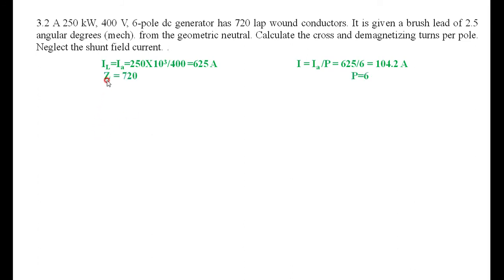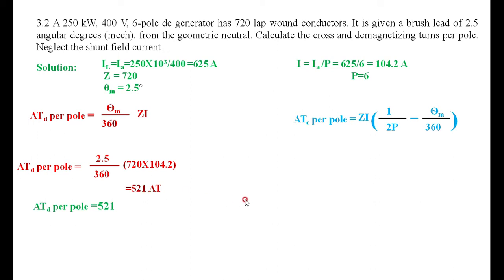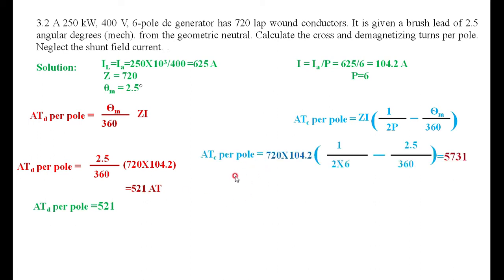Z is also given as 720, P is equal to 6. Then theta is given as 2.5 degrees. Just make use of the same formulas here also. Substitute the values: theta m is 2.5 divided by 360, Z is 720, I is 104.2, that you have to substitute. What you are getting is 521 ampere turns, the demagnetizing ampere turns per pole. Similarly, you have to substitute for cross magnetizing ampere turns, and what we are getting is 5731 ampere turns.